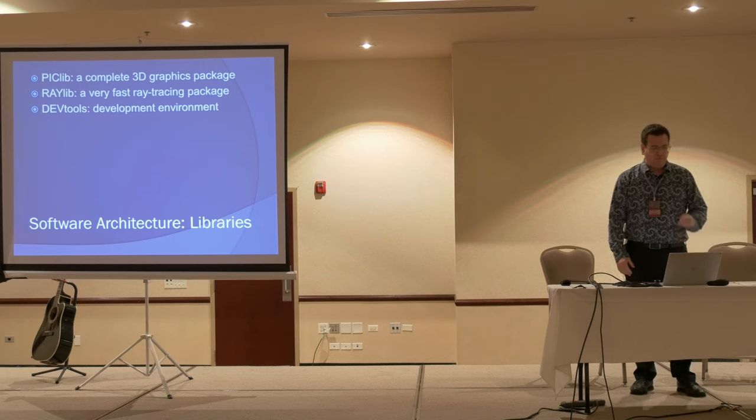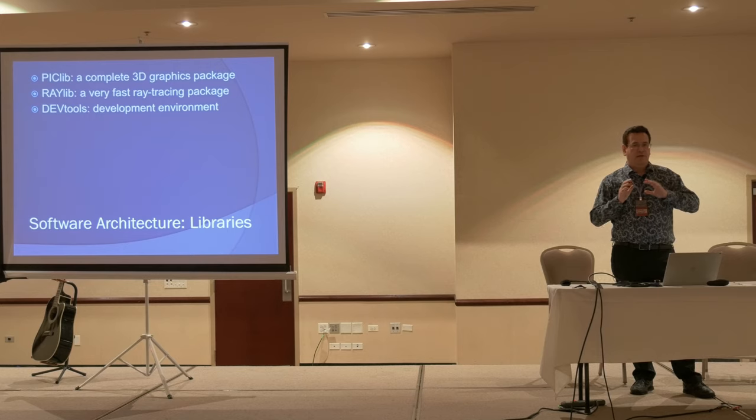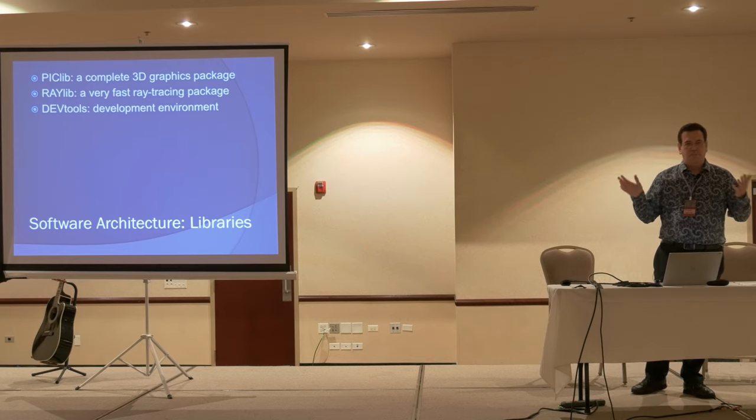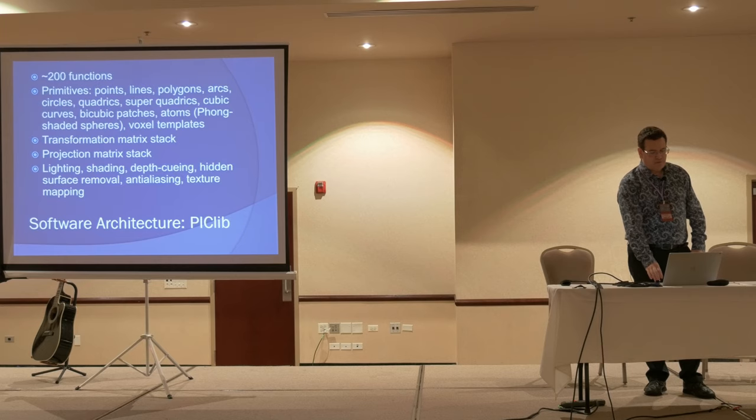As I mentioned, there's PicLib, a complete 3D graphics API, and RayLib, a ray tracing API, so you don't have to write your own ray tracer. In terms of the raw low-level operations, you can focus on things like, what's the best way to organize my data so I can tell if rays are intersecting primitives or not? This is often called an acceleration structure, and you can experiment with different acceleration structures to get better ray tracing results for whatever it is you're trying to render. And you've got the DevTools development environment.